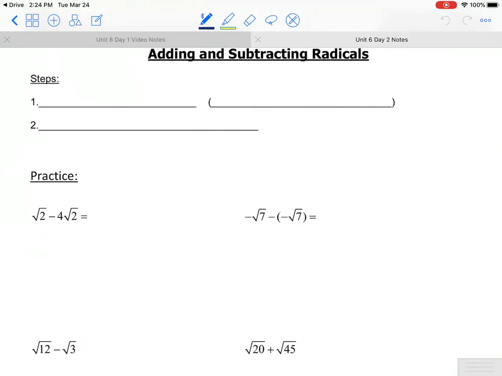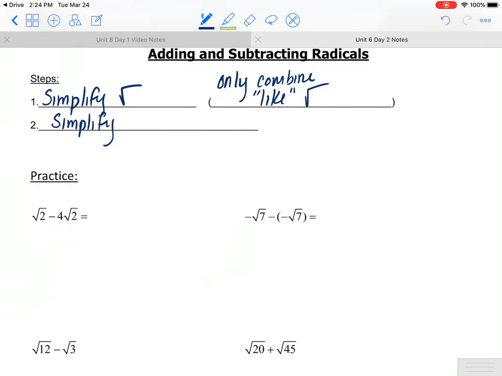Now your steps for doing this. Your first step is going to be to simplify your radical if you have to. It won't happen all the time. After you've simplified your radical, you're going to only combine like radicals, okay? And then your final step is to completely simplify, which is you're just combining your like terms.